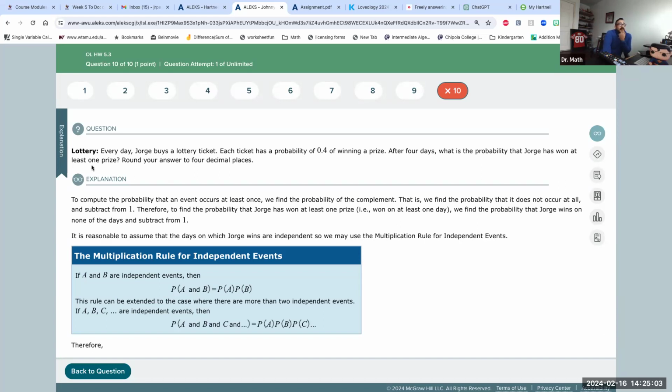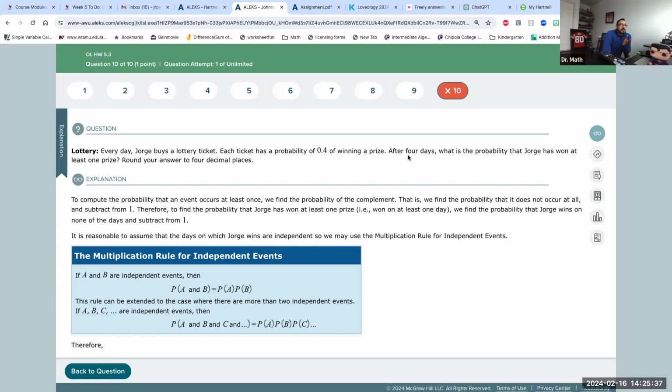Underline that word, at least one. We're going to be seeing that a lot, right? We've talked about the complement. So when we're looking at the probability of winning at least one prize, remember what could happen. He could win one prize, or two prizes, or three, or up to four, because he's doing this for 4 days. So that's multiple things that we'd have to calculate.